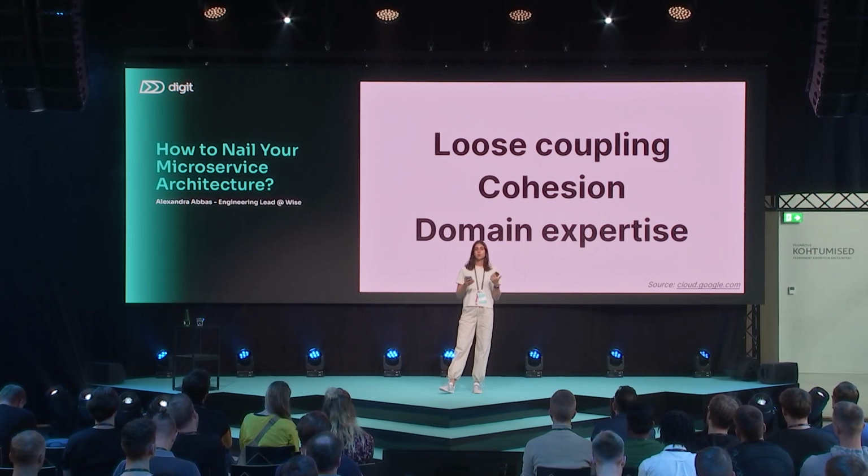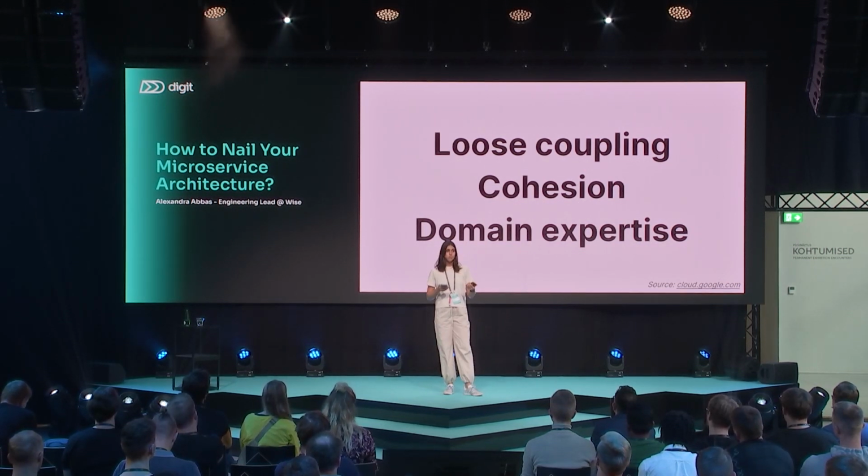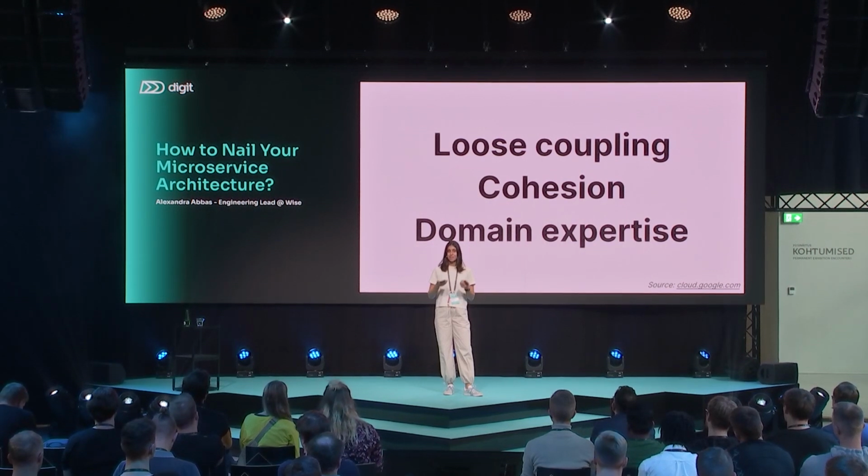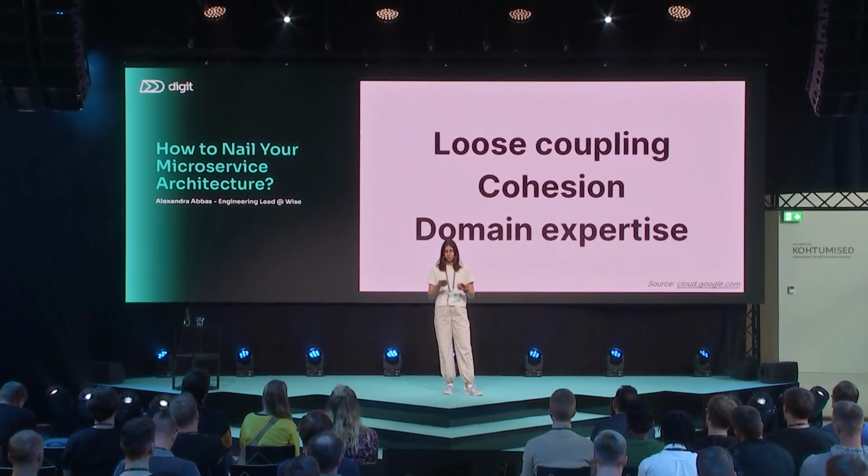One of them is loose coupling. Loose coupling allows you to change your service without changing any downstream services. You can achieve this by defining clear API contracts between your services. Another one is cohesion, which requires a service to have a very well-defined purpose, such as managing user account details or processing payments. And the third one is domain expertise.